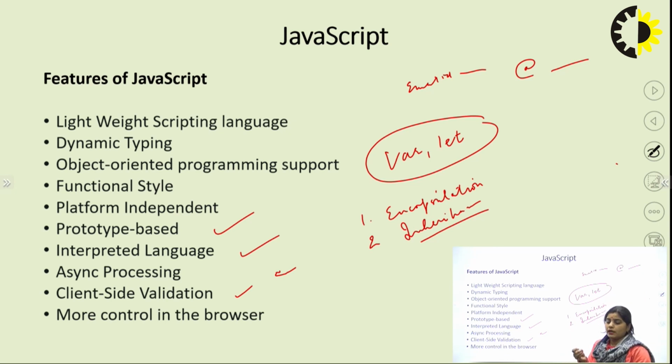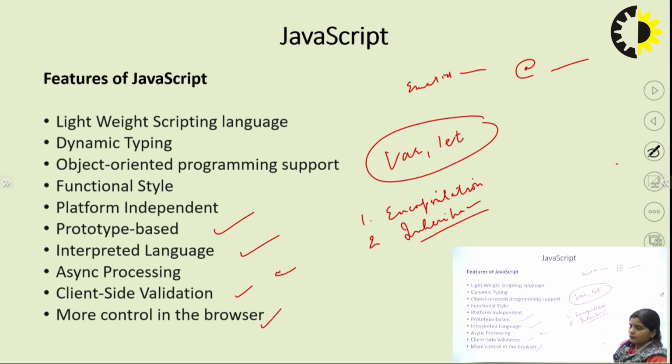Or if we are writing numeric data and by mistake we enter character data, then immediately we get an alert that you have entered character data instead of numeric data. These kinds of controls are known as validation controls. JavaScript provides client-side validation controls, not on the server side. That's why JavaScript is also known as a client-side scripting language, and it provides client-side validation. For that purpose, this scripting language has more control over the browser.